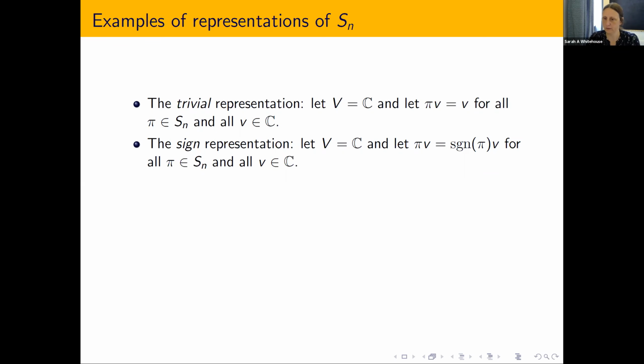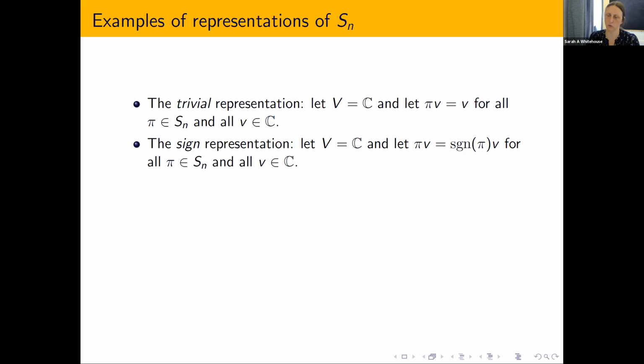Not uniquely by any means. There will be many, many different ways to write a given permutation as a product of transpositions. But when you do that, if you see an even number of transpositions for a given permutation, then however you express it, you'll always see an even number. And similarly, if you see an odd number, however you write it, you will always see an odd number. So the number of transpositions is not invariant for a given permutation, but whether it's even or odd is invariant.